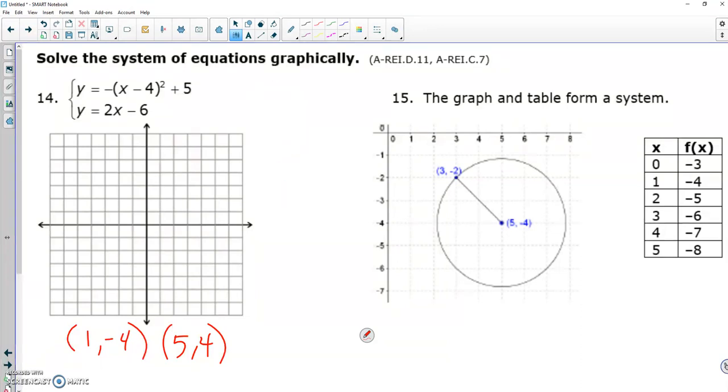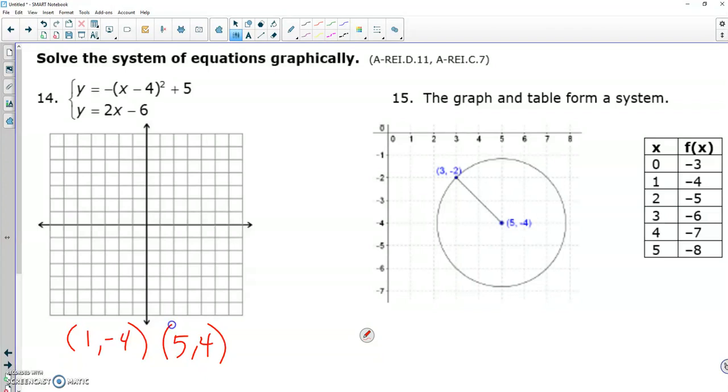The second one, there's going to be a circle on the test. So we don't expect you to know how to graph the circle, although they will give you the equation. The circle will already be done for you. Now the second one, it says, the graph and the table form a system. So the graph's already done. The table needs to get on there. So we just plot the points from the table.